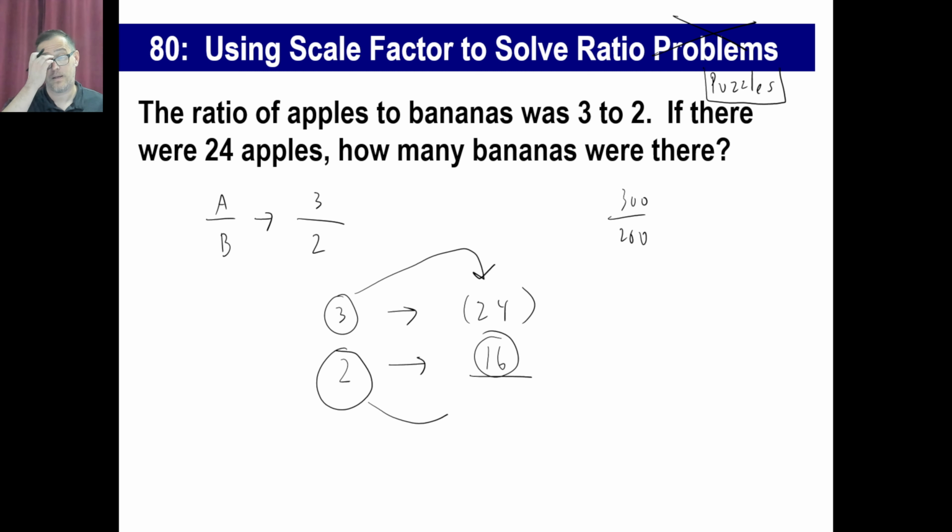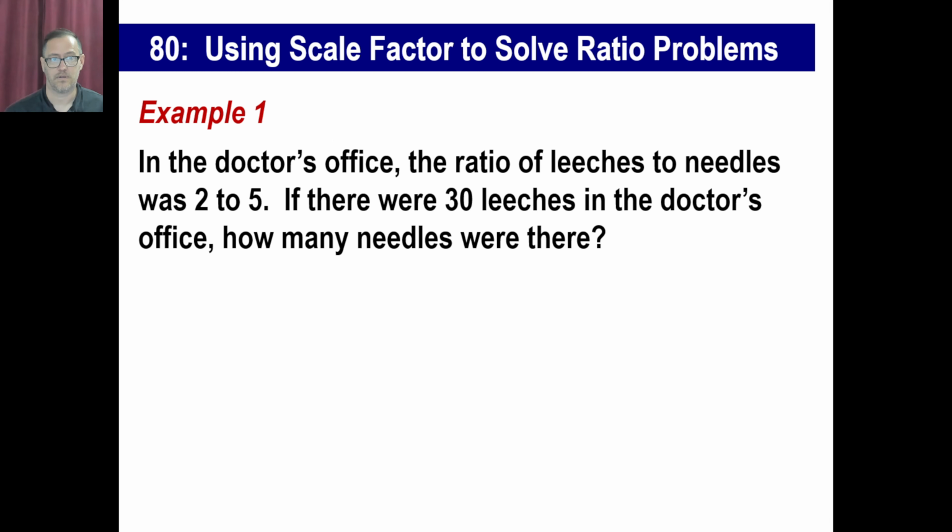Let's talk about a very common medical issue that many of us face as homeschoolers. In the doctor's office, the ratio of leeches to needles was 2 to 5. I'm sure your doctor sometimes even uses the leeches to use the needle. No, I'm kind of a weird doctor. If there were 30 leeches in the doctor's office, how many needles were there? Let's set up a little ratio, leeches to needles: 2 to 5. Would you rather face 2 leeches or 5 needles? Don't answer that.